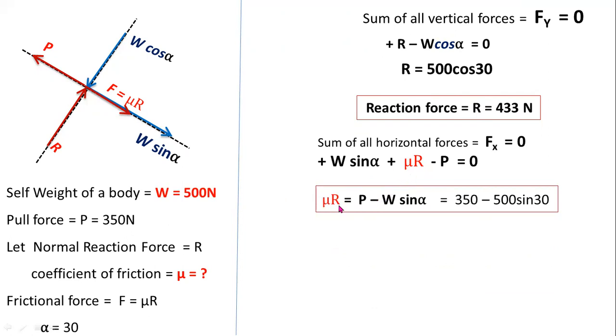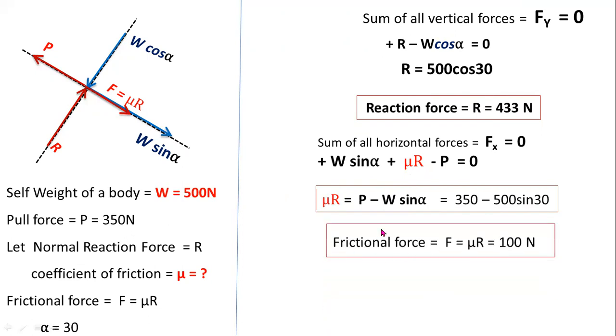So mu R is the frictional force. Mu R equal to P minus W sin alpha. 350 minus 500 sin 30. So frictional force mu R equal to 100 newtons. Okay, so frictional force F equal to mu R. From this equation, you have to determine the value of the coefficient of friction.